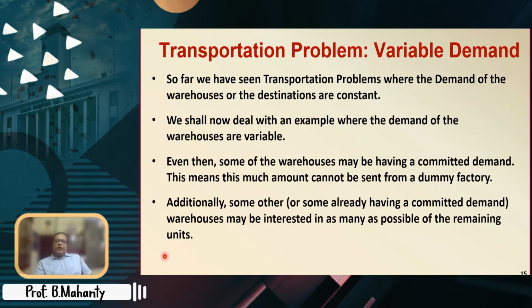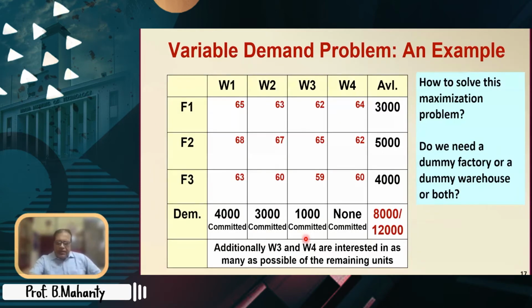One thing could be that there is a committed demand. That means that much demand has to be met. That means you cannot take the opportunity of sending from a dummy factory, in a sense not send at all. That means that much has to be sent. So this is the committed part. Then there could be some warehouses amongst them who have a committed demand, or some other warehouses that do not have a committed demand. They may have a condition that they are interested in as many as possible of the remaining units. Let us see what that means.